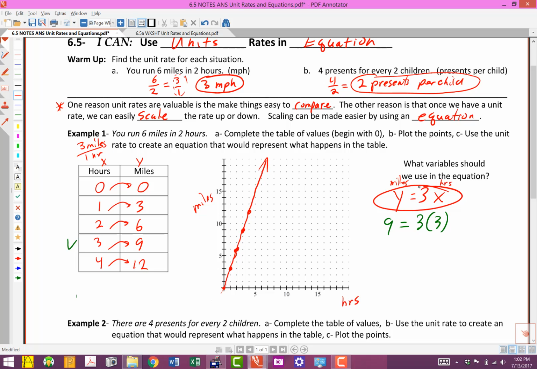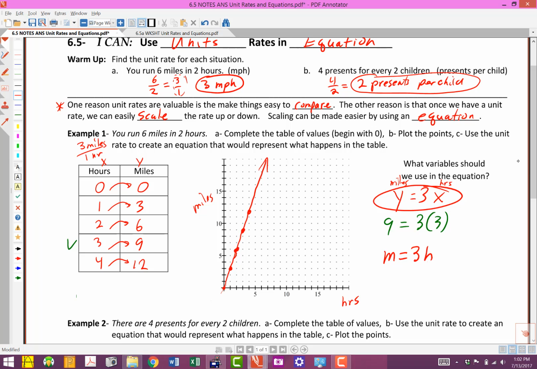Now, if you wanted to, you could do something like this. Miles are going to be equal to 3 times the number of hours. And then you don't really have to declare a variable, although it might not be a bad idea. H is going to represent hours, M is going to represent miles. You tell me how many hours you're going to run, and I'll tell you how many miles. So if you could run for 10 hours, you're going to cover about 30 miles. That's kind of the idea there. So that's the equation that we're after.